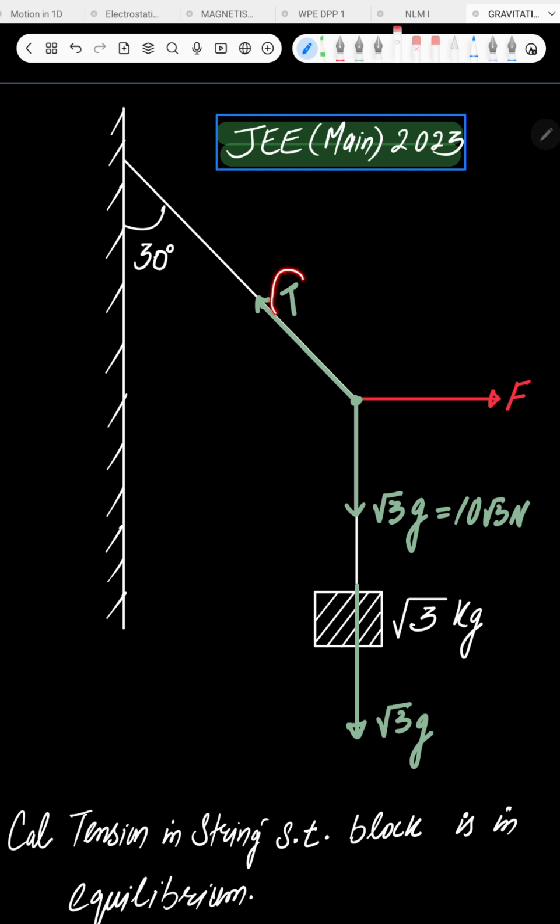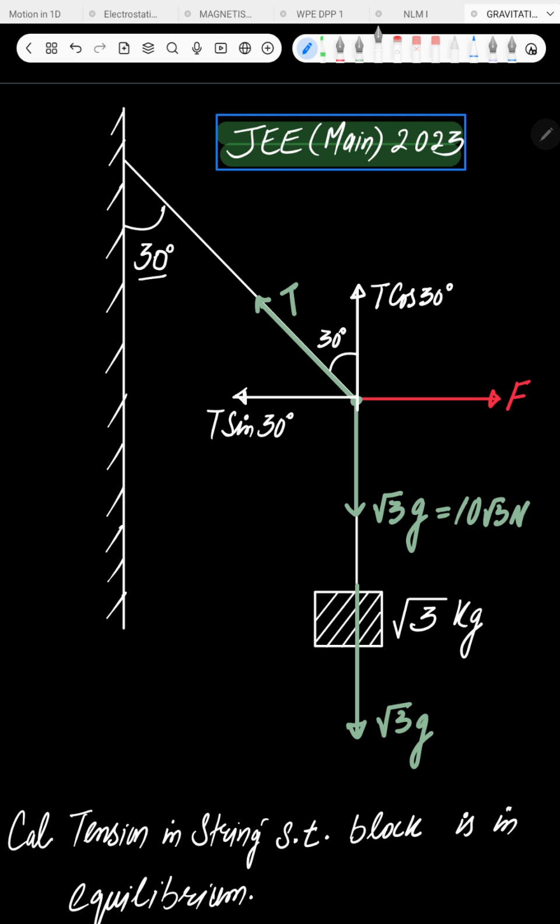Now what we are supposed to calculate? We have to calculate the value of this T such that the whole system is in equilibrium. Now how to do that? Let's resolve this T into rectangular components. Obviously this T will have two rectangular components, one in the vertically upward direction, another in the horizontal direction. Since this angle is 30 degree, this angle has to be 30 degree. The vertical component will be T cos 30 degree and the horizontal component will be T sin 30 degree, isn't it?